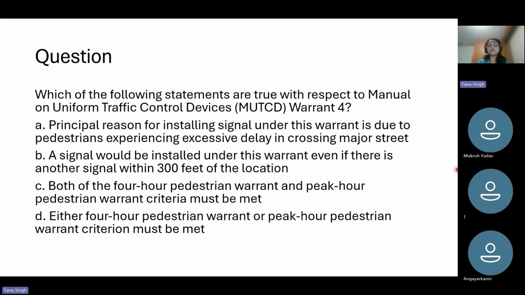Third: both the 4-hour pedestrian warrant and the peak hour pedestrian warrant criteria must be met. Fourth: either the 4-hour pedestrian warrant or the peak hour pedestrian warrant criteria must be met. So which of the following statements are true?